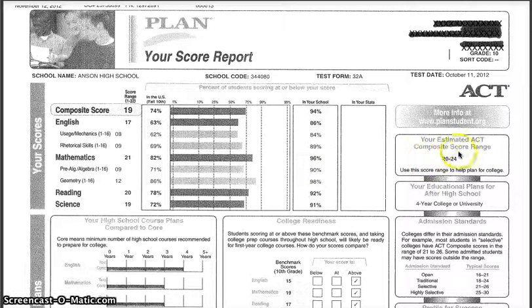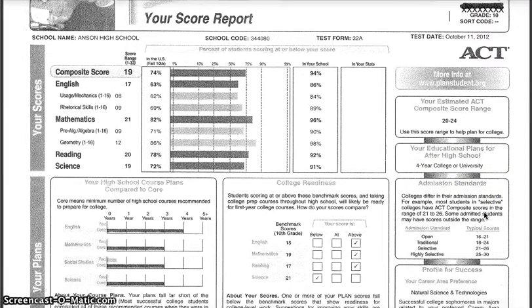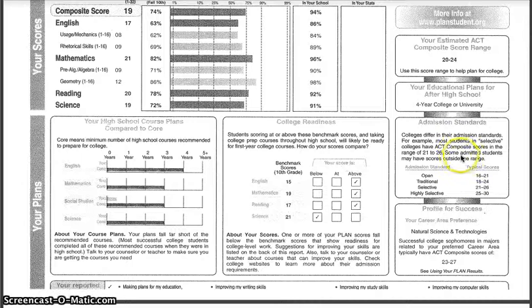Next, over here you're looking at your estimated composite score range. So if everything stays the same and this student continues to improve at the rate they're improving, this is where they would score on the ACT historically, a 20 to a 24. This is a good solid score, and with this student planning to go to a four-year college or university, sliding down the page, admission standards: you need a certain score on the ACT or the SAT to get into the college that you want to get into.